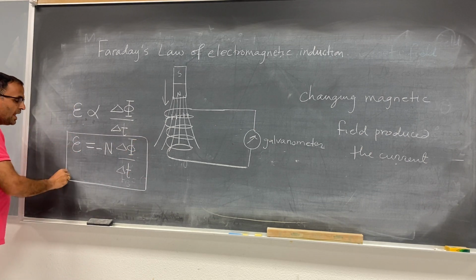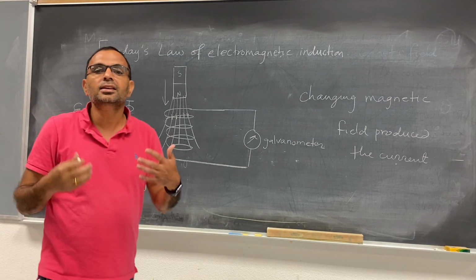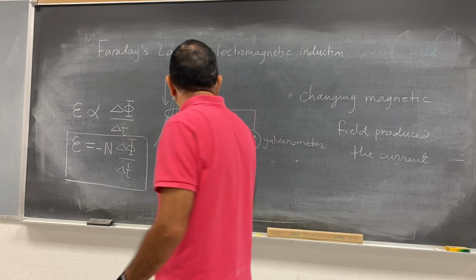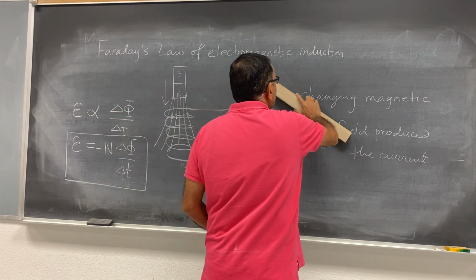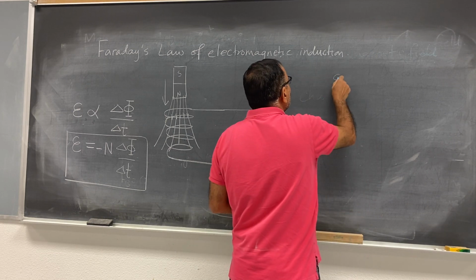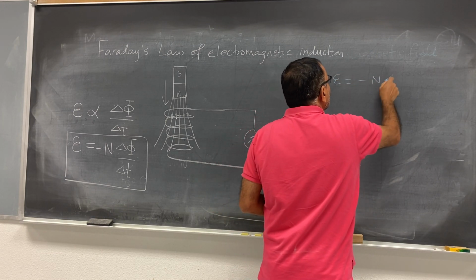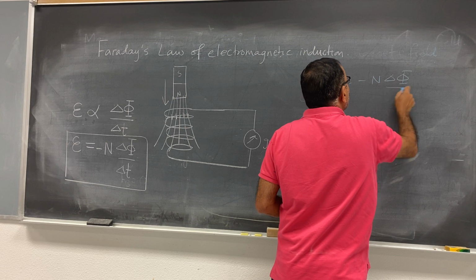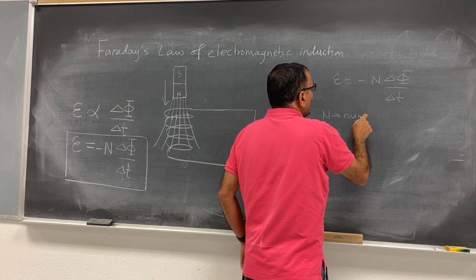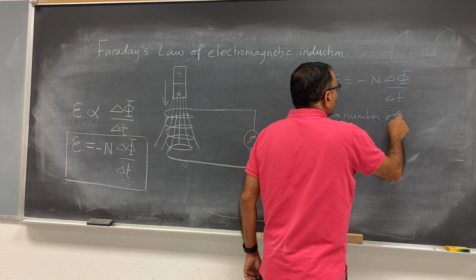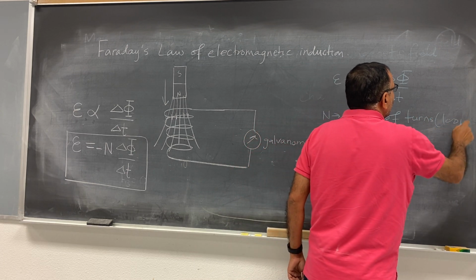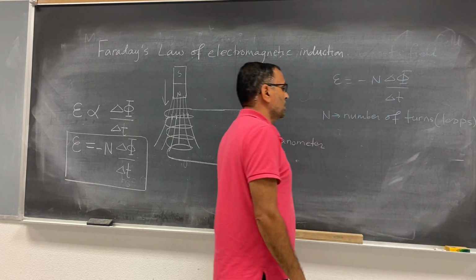Okay, so what is N? In this equation, EMF equals negative N delta phi over delta T, N is the number of turns, the number of loops. How many loops do you have in the coil? N is the number of turns.